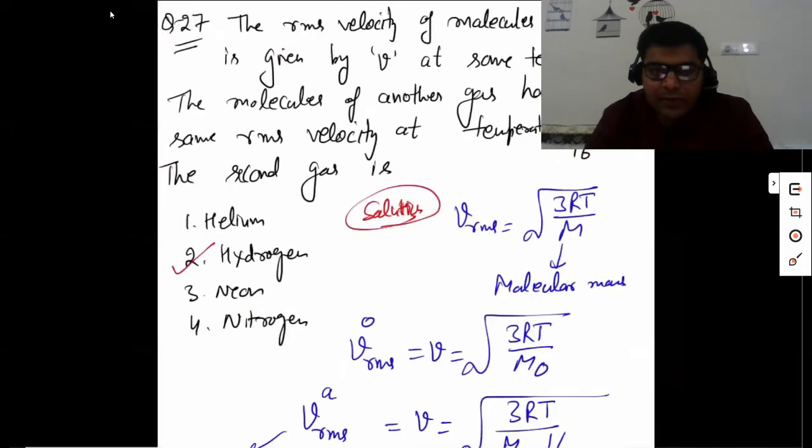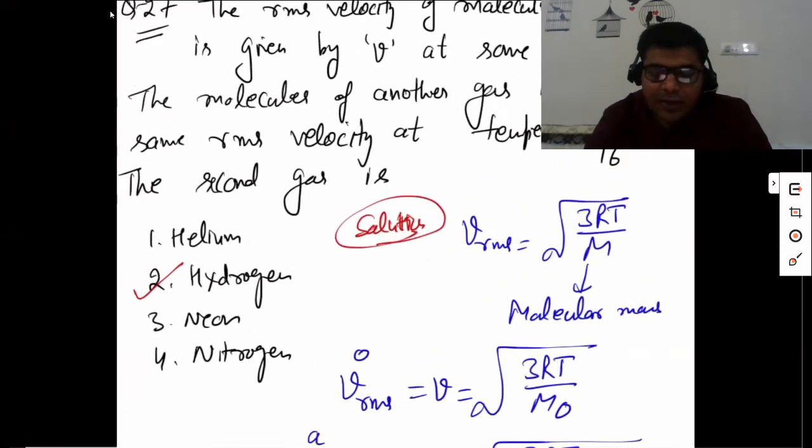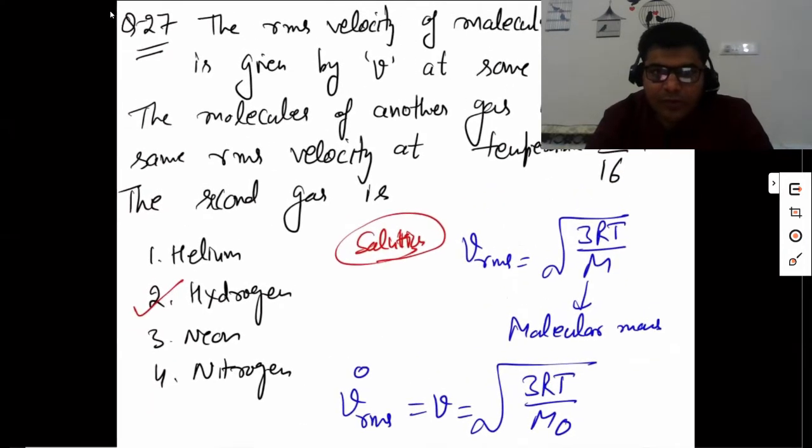And the second question which I have is: the RMS velocity of the molecules of oxygen is given by V at some temperature T. The molecules of another gas have the same RMS velocity at temperature T by 16 instead of T. The second gas was asked.